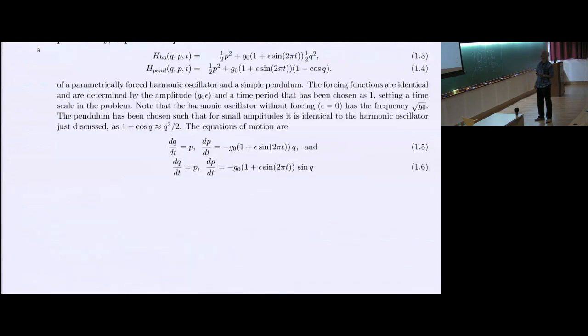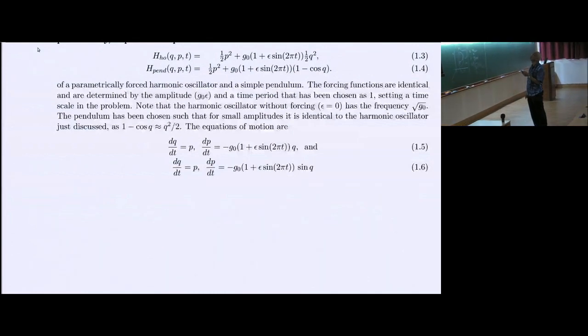So as an illustration, let's be concrete. Let's take some examples. Let's take a harmonic oscillator, which we're all familiar with. And so we write this Hamiltonian, mass is 1, but here it is parametrically forced. So the frequency is changing with time in this manner. If epsilon is 0, it's an unforced harmonic oscillator with a frequency square root of g0. And if epsilon is non-zero, it's parametrically forced.